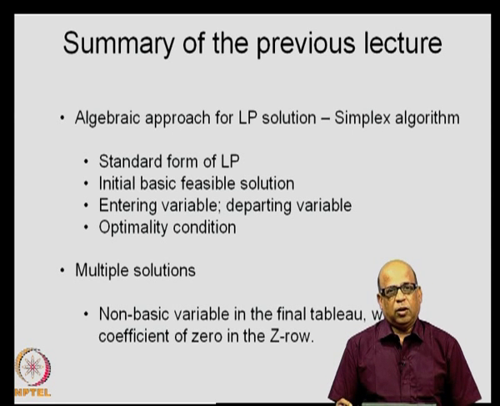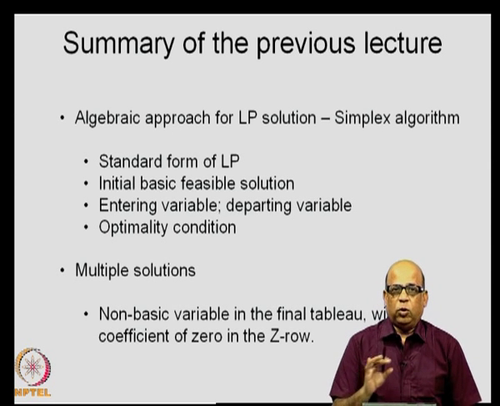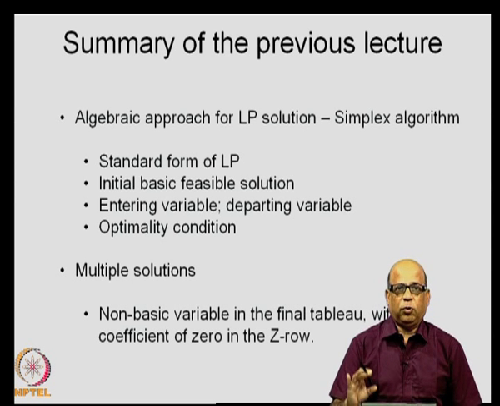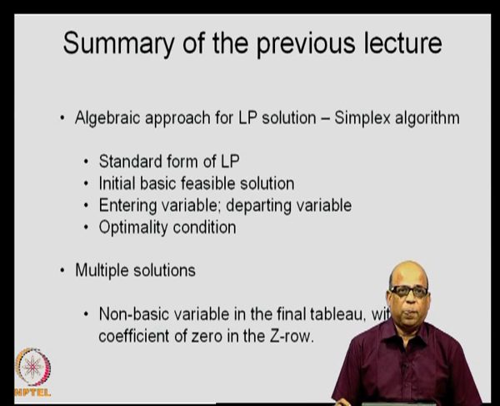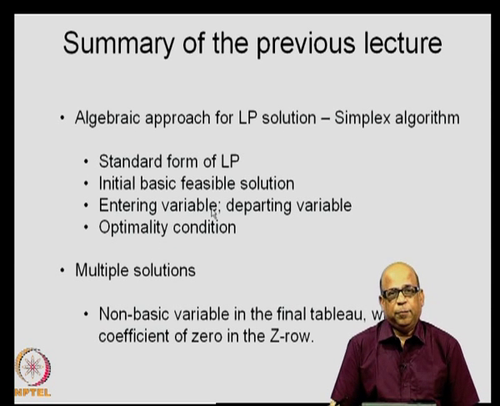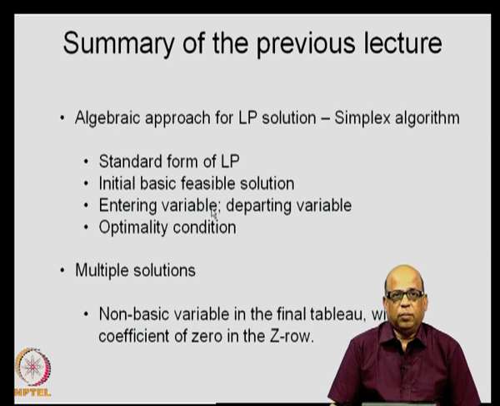How do we decide whether the solution is optimal? You look at the coefficients in the z row or the 0th row. If all the coefficients are non-negative, it means that the solution is optimal. That means the solution cannot be further improved, and therefore, you terminate the solution at that point. So, this is what we did in the simplex algorithm. We solved a simple problem to demonstrate how the simplex algorithm works.